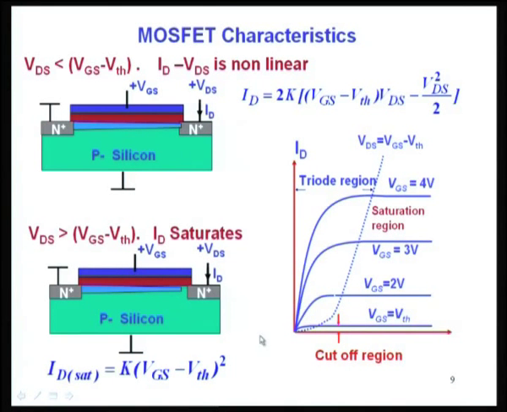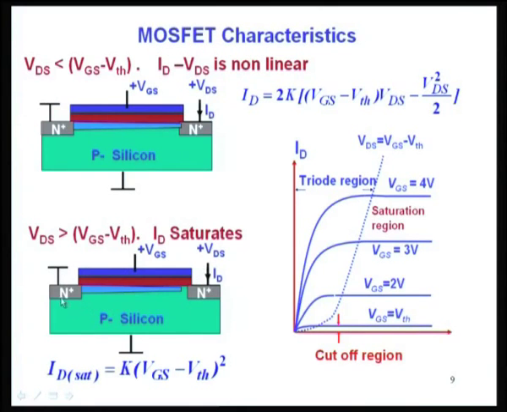Now, if you do not want to go through more details, the current in this portion is related to the gate voltage by this relationship, square law. ID SAT is some constant which depends upon the dimensions of the MOSFET, times VGS minus V threshold squared. If VGS is 2 volts and V threshold is 1 volt, it is 1 volt squared times some constant, that is the current. So, current varies as the square of the gate voltage.